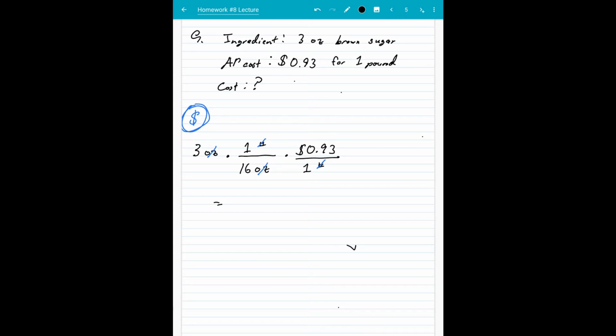So 3 times 0.93 gives us 2.79 up on the top. For the bottom number, 16 times 1 is just 16. Go ahead and divide those numbers out, and you get 0.174375. Now, when we're talking about ingredient costs, we're talking about money, right? So money always has to be rounded right here. That's your little border. We need it rounded to that number.